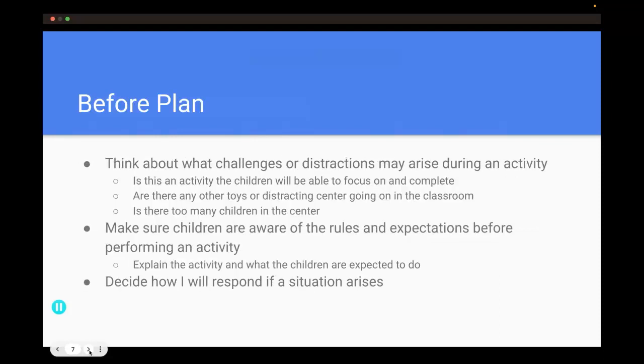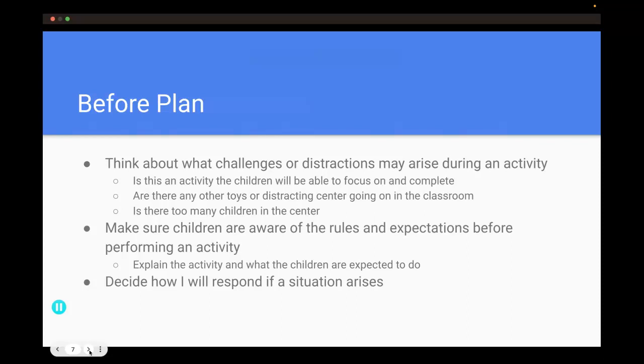Starting off with a before plan, we should be thinking about what challenges or distractions may arise during an activity. Is this an activity that all children will be able to focus on and complete? Are there any other toys or distracting centers going on in the classroom? And are there too many children in the center that can cause some distractions or arguments to occur?